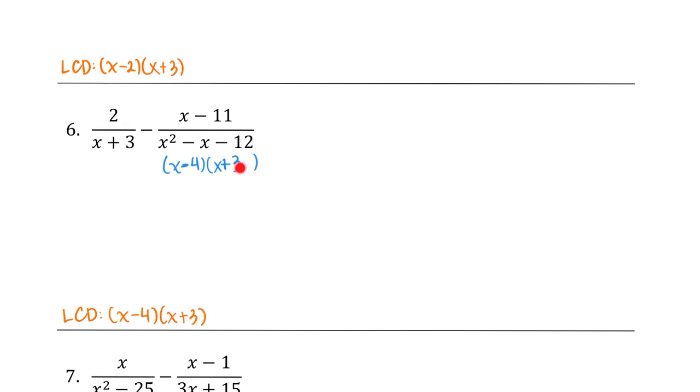Okay, so this fraction has both. This fraction is missing the x minus 4. Let's see what we have. My common denominator is x minus 4 times x plus 3. In the numerator, I have 2 times x, 2 times 4. What is that, 2x minus 8?